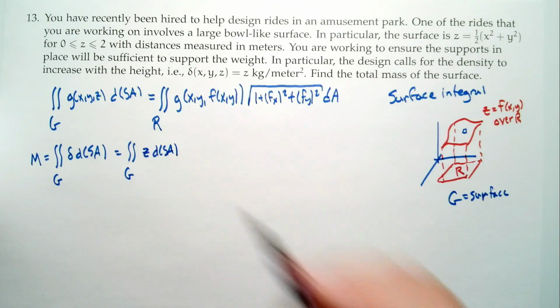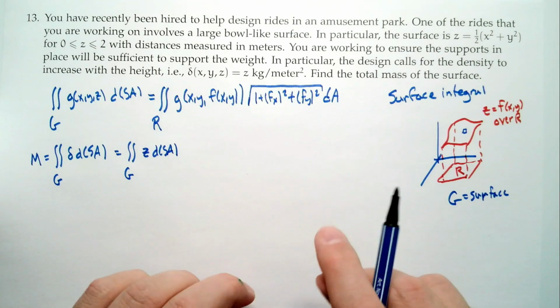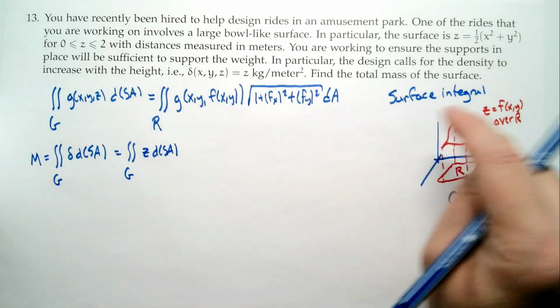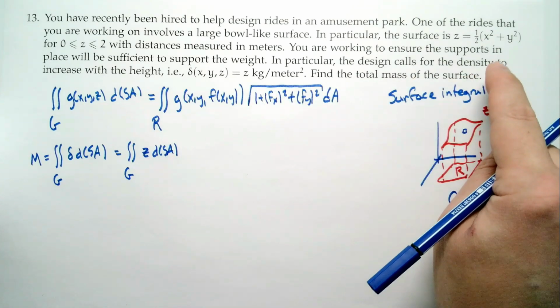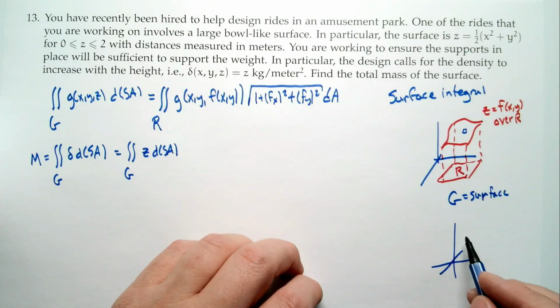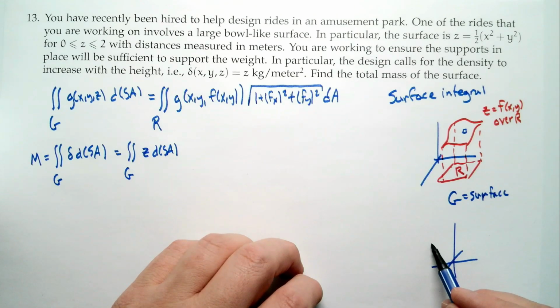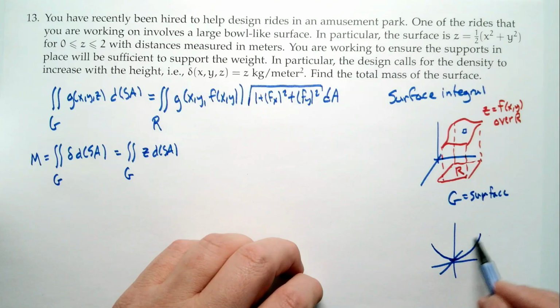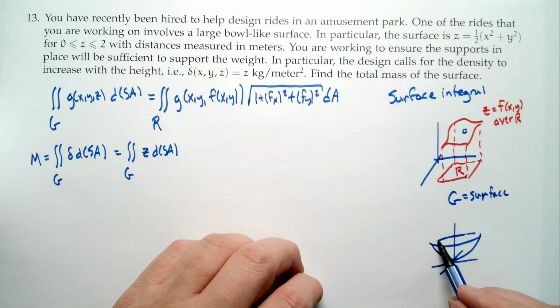Now there's something else. We're told that z equals a half x squared plus y squared. So this particular surface is actually pretty nice. It's a bowl, kind of a shallow bowl. That's probably going to be to our advantage.